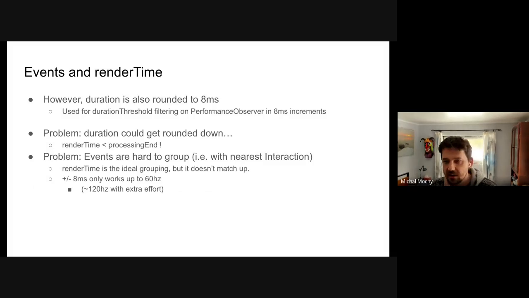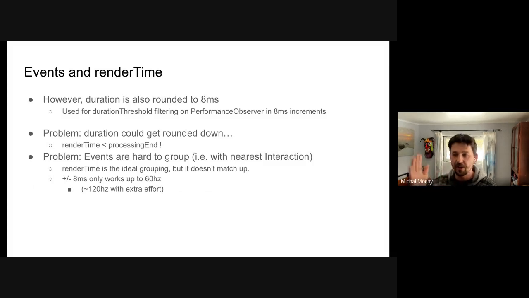So what this means is it just creates weird behaviors. That duration could get rounded up, it could get rounded down. There could be different events with different start times. So some events get rounded up, some events get rounded down. If you do have LCP entries or other paint timing entries, they don't have the same behavior.